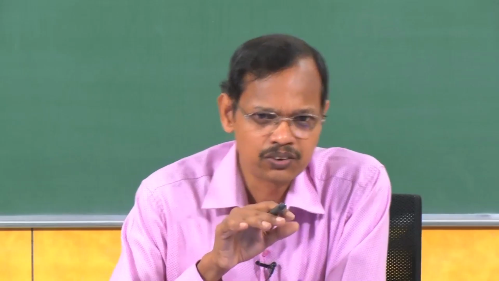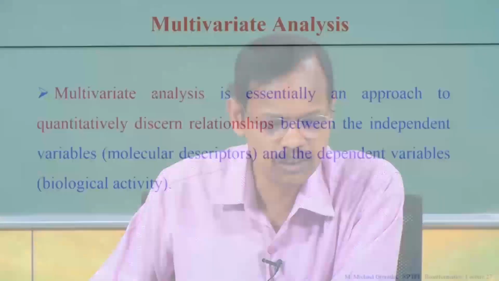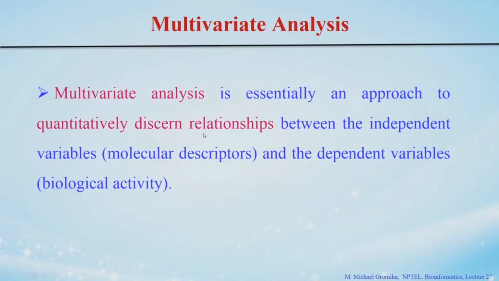So, how to build a model? In this case, mainly we can use multivariate analysis to relate the structures and the molecular descriptors with the biological activity. Here we have the independent variable as molecular descriptors, and the dependent variable is the biological activity, because we need to predict the activity.